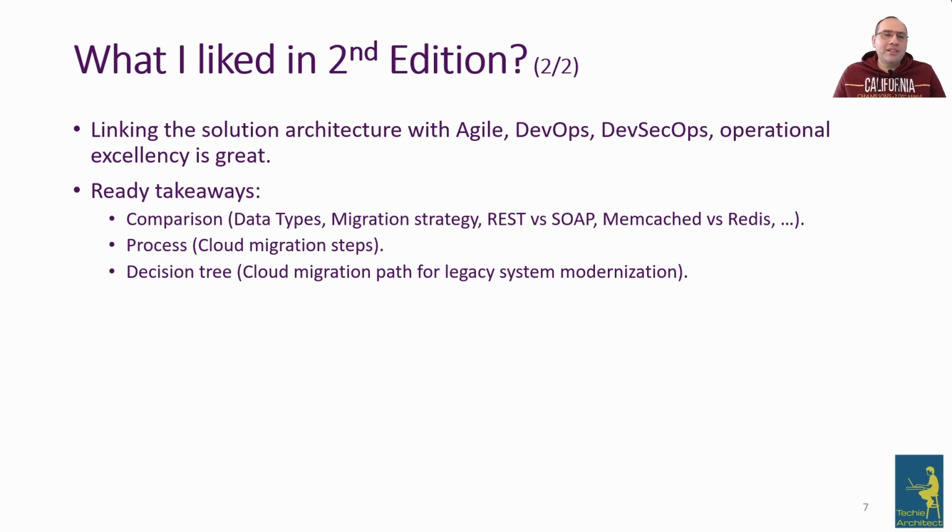Also, you will find there are very good comparisons between various data types in the book in tabular form. Also, the migration strategy, which was one of the greatest chapters, if you are going to migrate from an on-premise solution to a hybrid or even cloud. Also, you will find some other comparisons, REST and SOAP, and Memcached versus REST is very, very good.